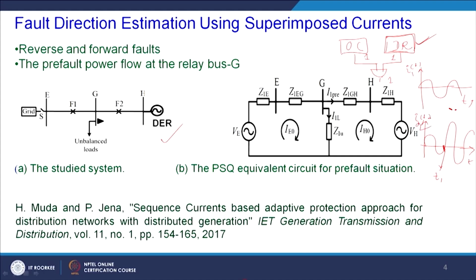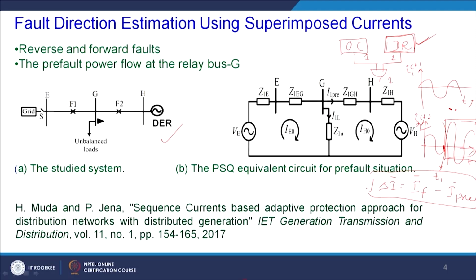In that case, what will happen: after the fault, some current component is superimposed on my pre-fault current. That particular current component is known as the superimposed current. We denote it like this: delta I is equal to I fault minus I pre. These are in phasor mode, right. This delta I is equal to IF minus I pre.